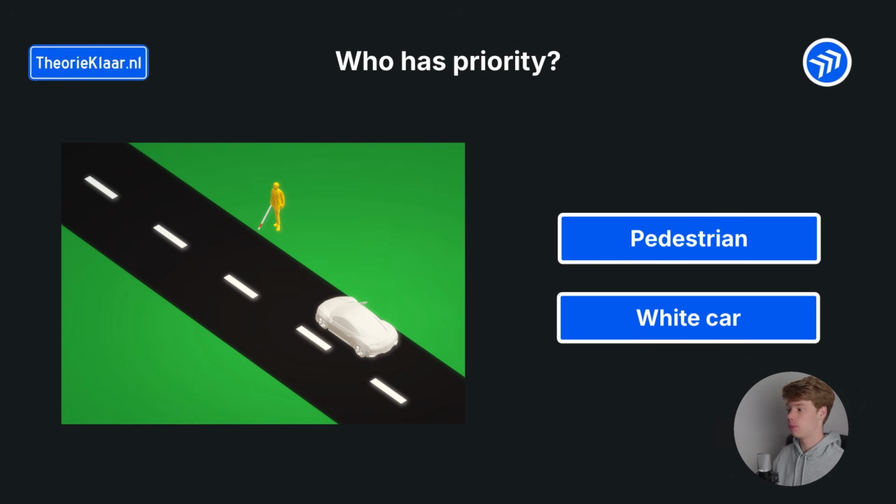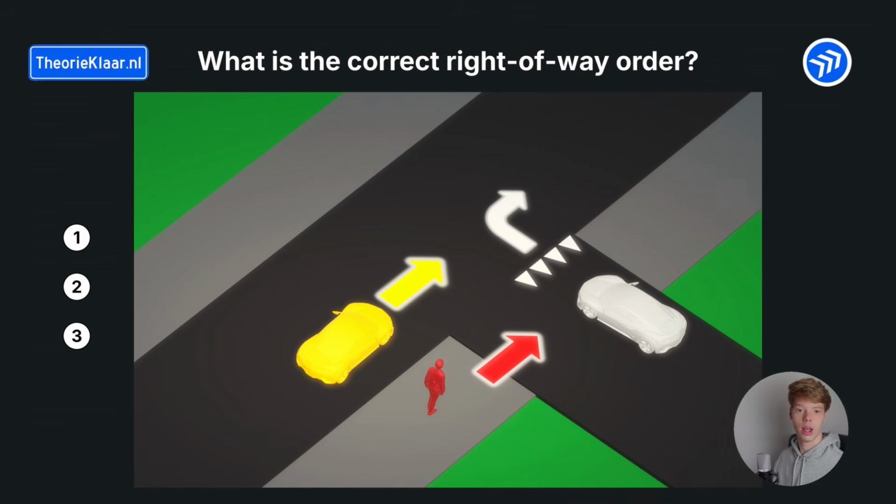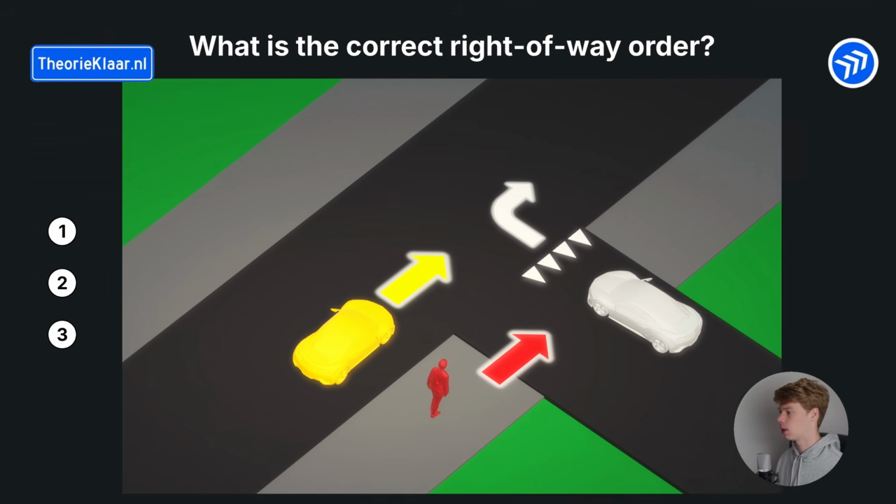Who has priority? Is it the pedestrian or the white car? Then the right answer is the pedestrian. If you see someone in a wheelchair who is blind, on crutches or disabled, then you must always give them priority.